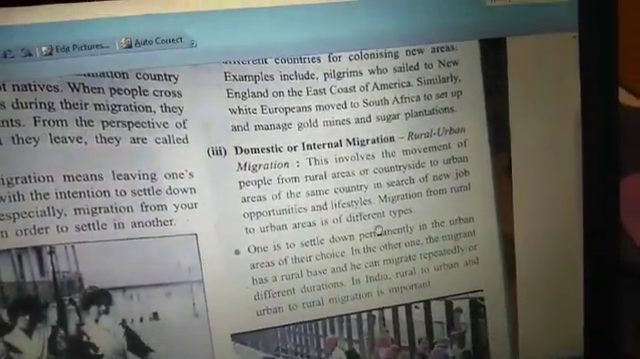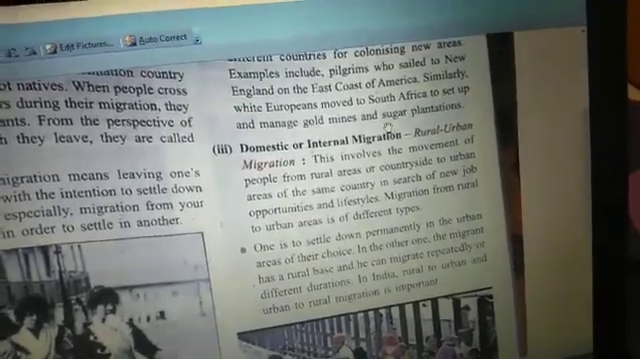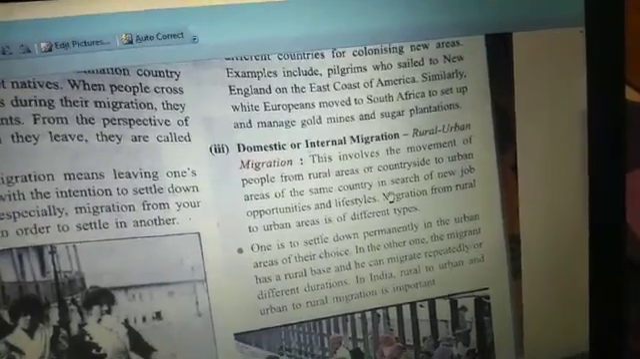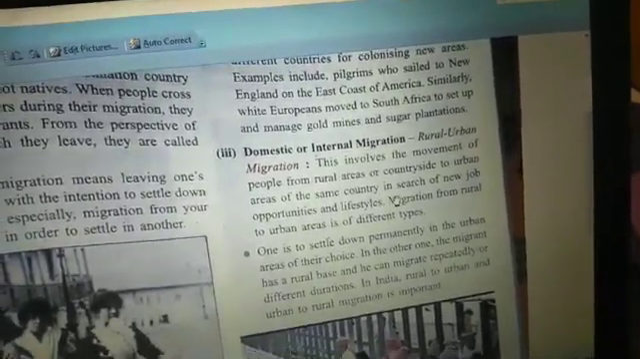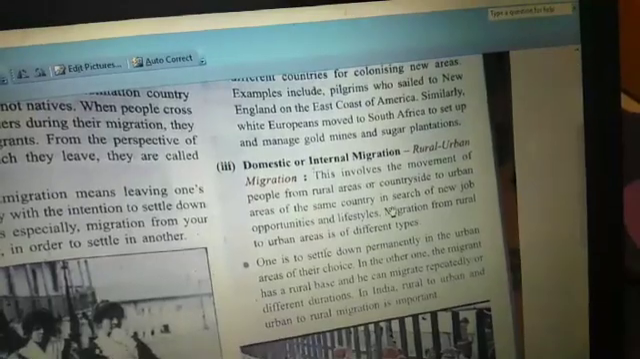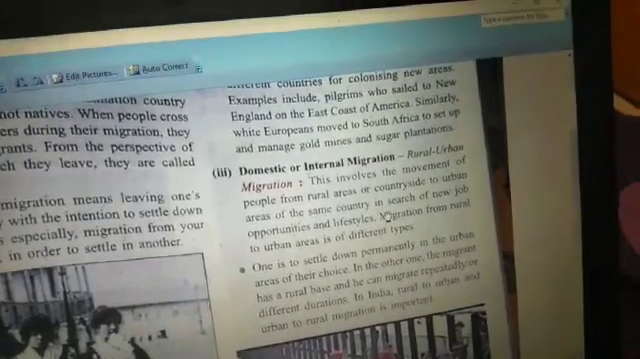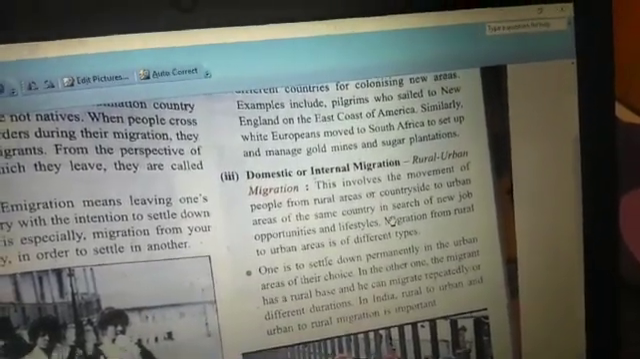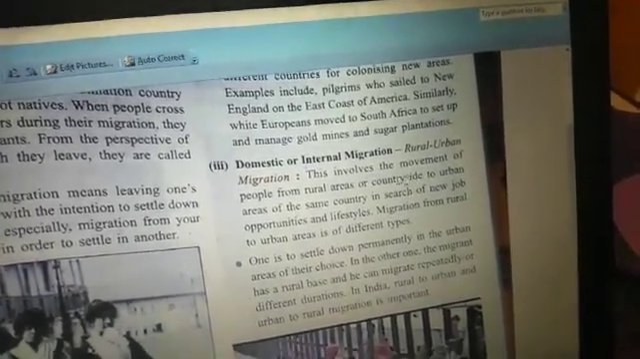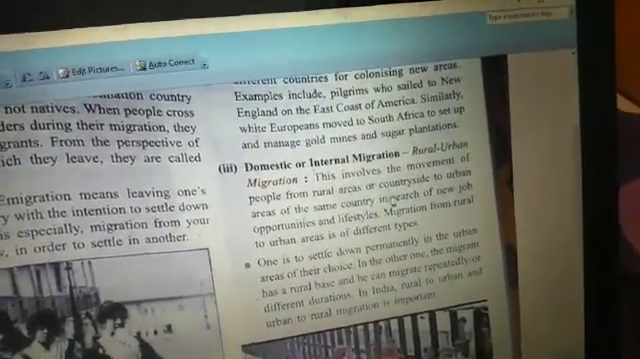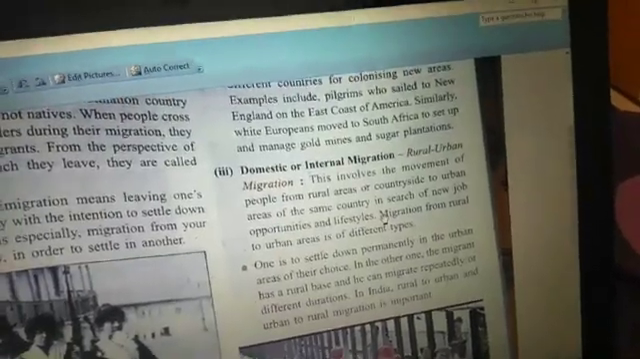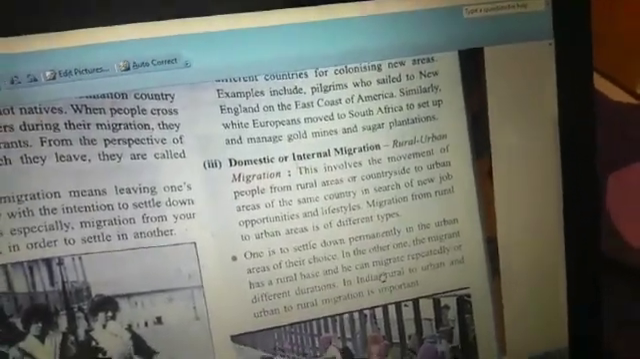Now we will see the third type of migration, called domestic or internal, which means within a country itself. For example, after completion of your standard 10, you will be moving to some other states, or maybe you will be living in the same state, for example from Joda to Bhubaneswar, or from Bhubaneswar to some other states, very well metro cities of our India itself. This is called domestic or internal. Within a country itself, if you are planning to migrate, that is called domestic or internal migration.